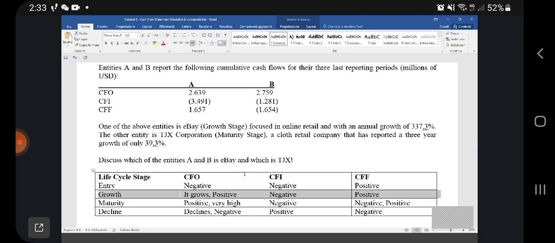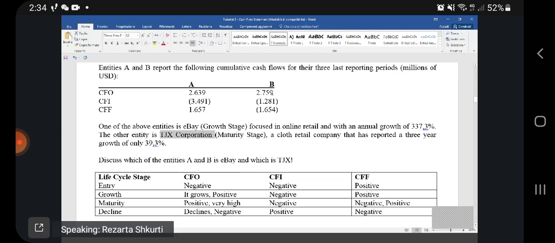Whereas the other company, TJ Corporation, which should be the big company over here, is in a maturity stage, and you see they fit the profile that we explained and introduced. Companies in the maturity stage generate enough funds from cash flows from operations to finance the other two activities, to finance other investments that they need, and also to fund the liquidation of several existing debts and loans.